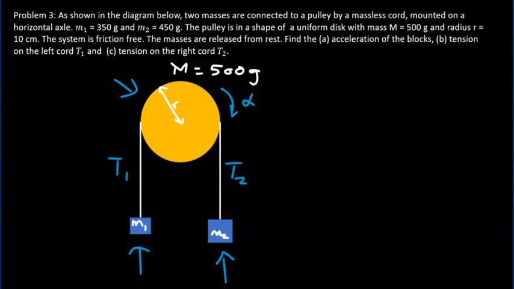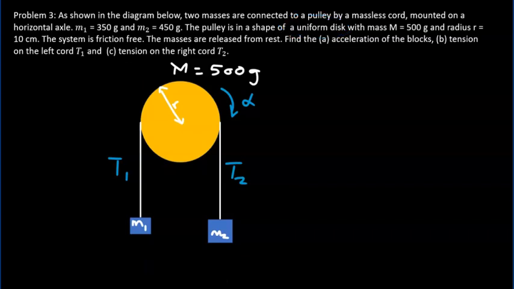The pulley is in the shape of a uniform disc with mass 500 grams and radius 10 centimeters. The system is friction-free. The masses are released from rest. Find the acceleration of the blocks, tension on the left cord T1 and tension on the right cord T2.